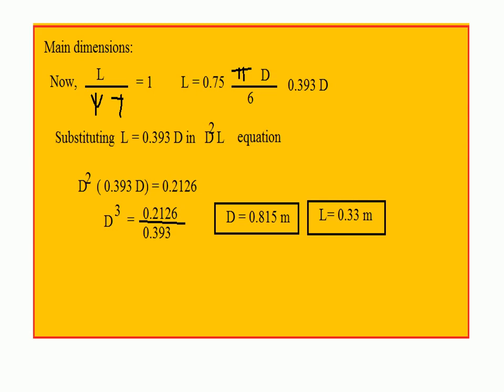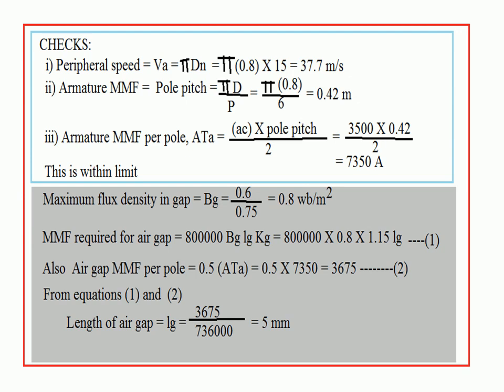After finalization of P, you can go for the ratio against square pole face. You can develop the equation and calculate the mean dimensions. We are going to get D equal to 0.815 and L equal to 0.33 meters. After calculation, you check the limits. First, you check peripheral speed. Peripheral speed equal to pi D N. You substitute the calculated diameter and check that it is 37.7 meters per second.